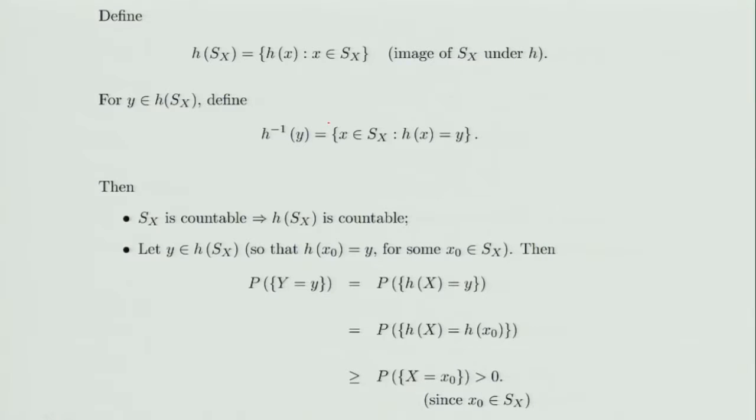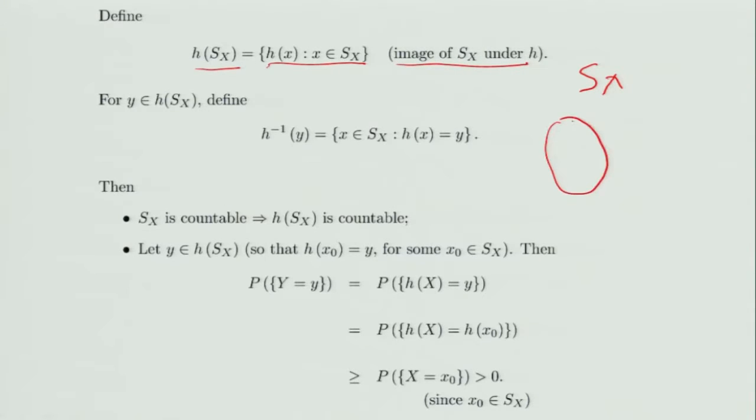Note that X has support SX. So that means X takes only values in SX with positive probability. So that way, if I define h(SX) as the possible values of h which will be taken with positive probability, that would be collection of all those h(x) such that x in SX. So in a sense, this is an image of SX under h.